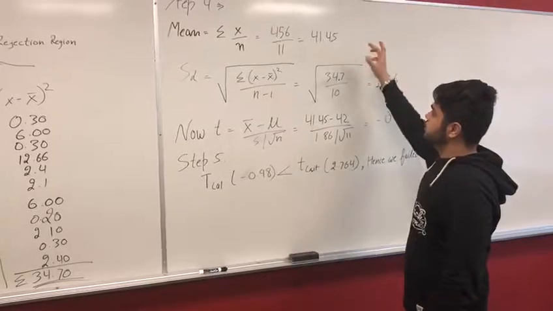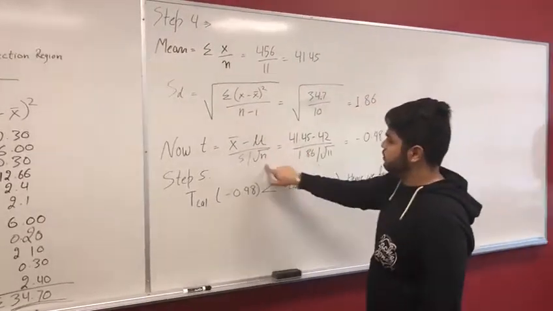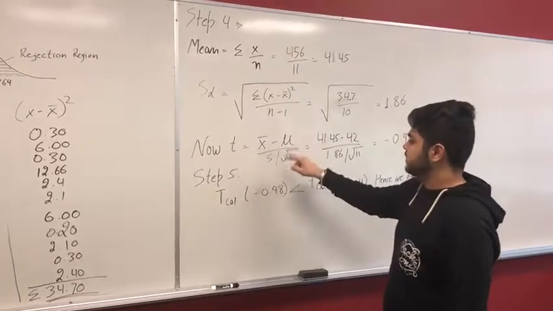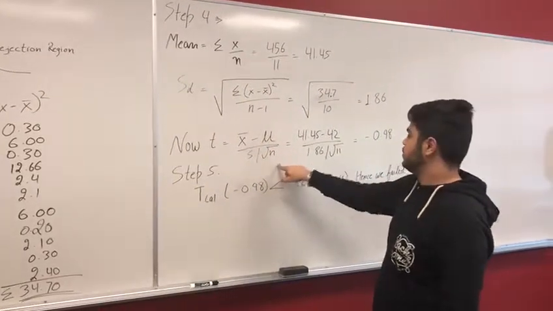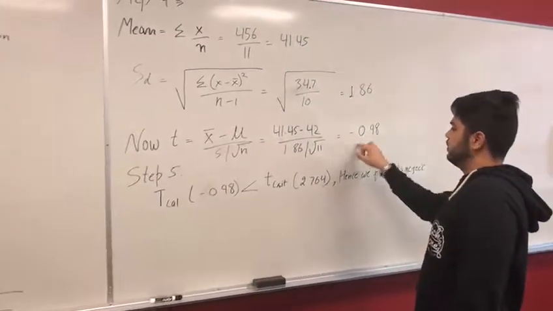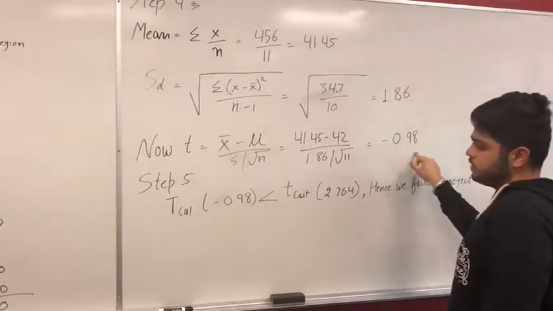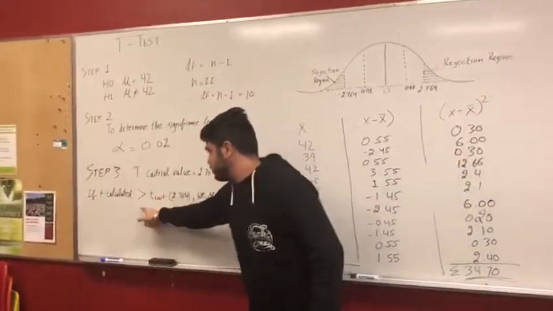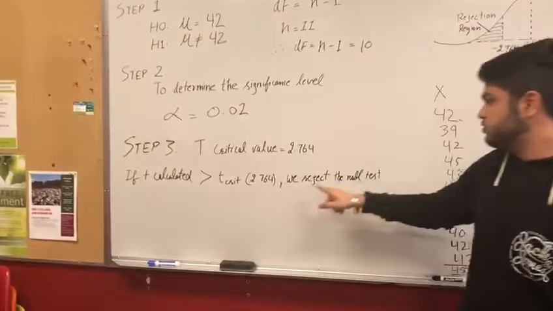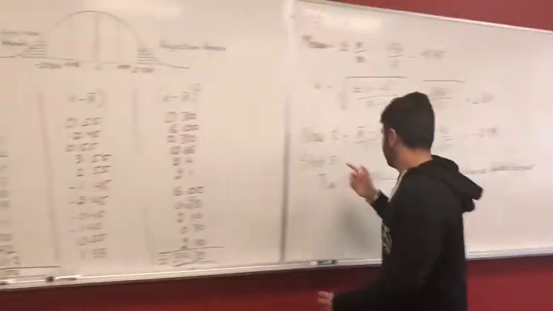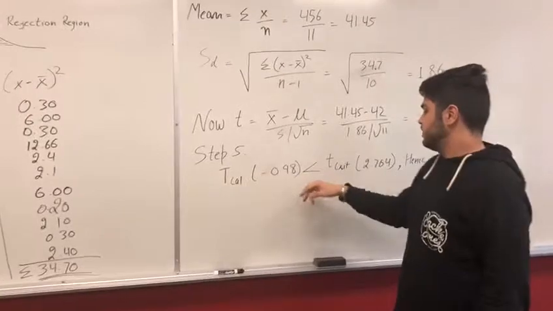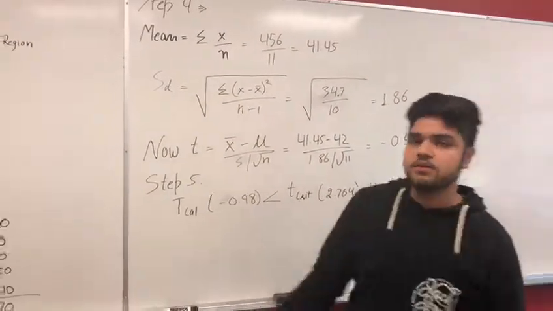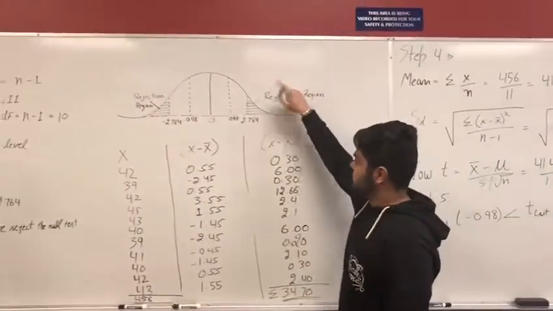So after that, we just need to put these values in the formula of the t calculated, which is x bar minus mu divided by s divided by the square root of n. So then we get the t calculated, which is minus 0.98. So in the end, as we said in step 3, if the t calculated is greater than t critical, then we reject the null hypothesis. But in the end, we see that t calculated is less than t critical, so hence we fail to reject the null hypothesis. So in the end, Sandeep is going to explain this graph.